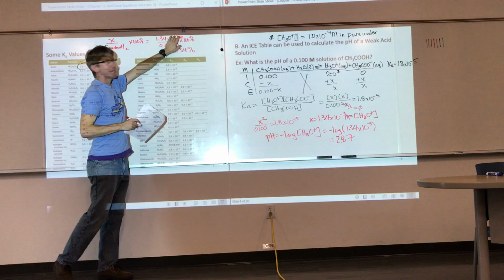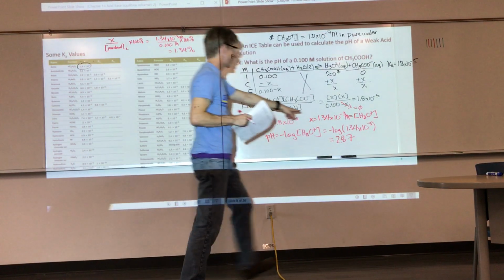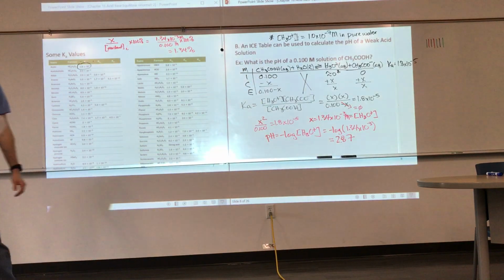10 to the negative third. There's a negative up there. Sorry if you can't see it. This is a negative 3. It seems to be growing out of the center of the 3, I see. But it is a negative.